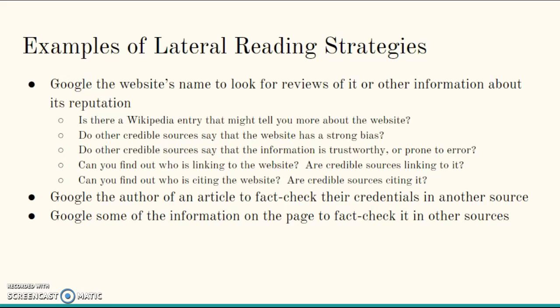So, in lateral reading, you might do things like this. You might Google the name of the website to see if you can find a review of the website or some other type of information that tells you about its reputation. For example, maybe Wikipedia has a page that talks about the history of the website. Maybe there is a credible source that will tell you that this website might have a bias that you didn't notice. Maybe there is a credible source that tells you whether or not the information on this website is generally trustworthy or if they seem to have a lot of errors and mistakes.